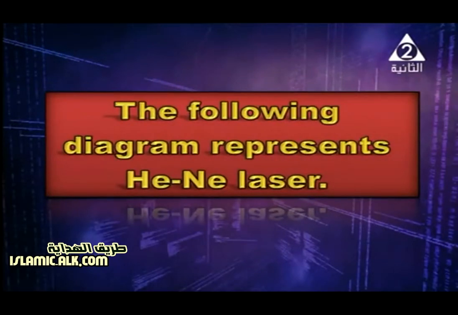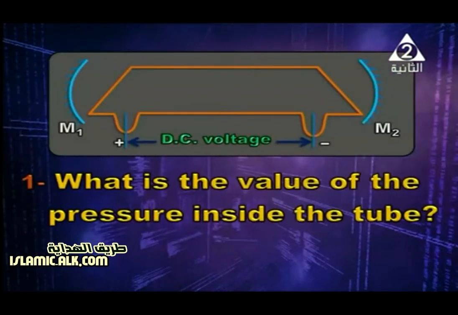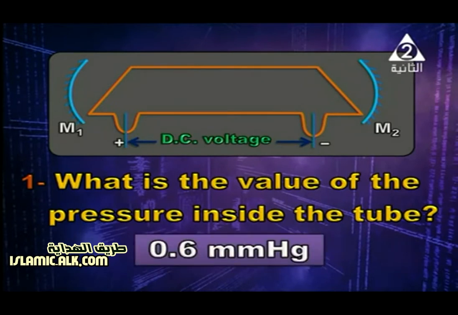The following diagram, we've got another sort of question, represents a helium neon laser, okay? What is the value of the pressure inside the tube? It asks about the value of the pressure inside the tube. Of course, it's all easy. It is 0.6 millimeter Hg.